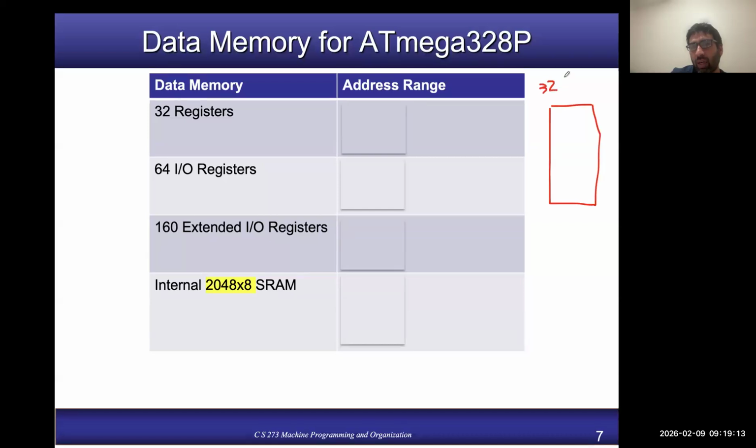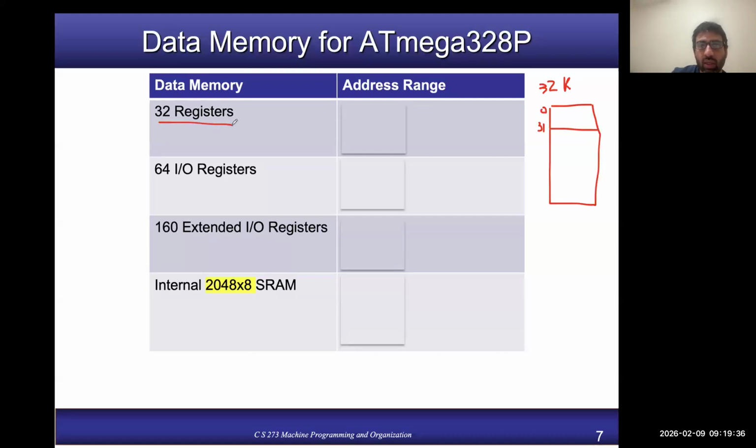I am not exactly sure. I guess it is 32K, right? So if that is the case, the first 32 locations, our first 32 addresses, from 0 to 31, are for your 32 general purpose registers.